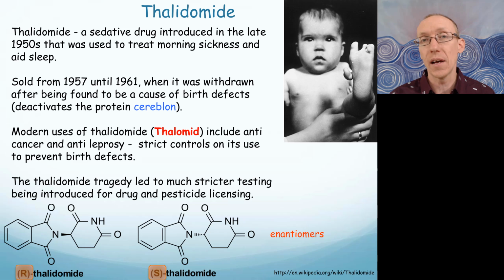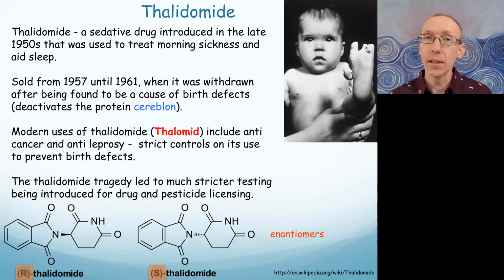And it was withdrawn soon after that because it was quickly realized that thalidomide was causing birth defects amongst the women who were taking the drug for morning sickness during their pregnancy, and then they were giving birth to babies with malformed limbs. So very much shortened limbs, sometimes missing entire limbs, or very, very shortened arms, legs, feet, and so on. It's actually only one enantiomer of the molecule that causes the birth defects.